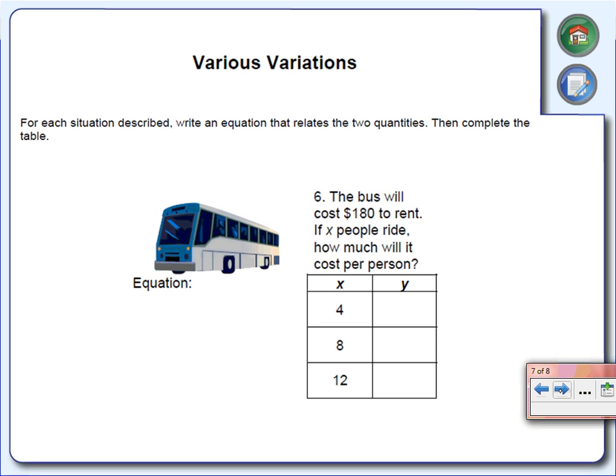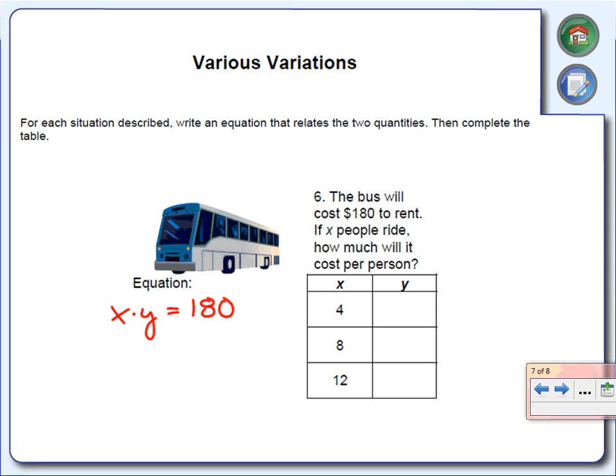All right, number 6, it says here that the bus will cost $180 to rent. So we're going to rent the whole bus. It's going to cost $180. If x people ride, how much will it cost per person? All right, so here we go. Again, y and x. If I multiply y times x, x being the number of people, y being how much I'm charging, I know when I multiply those together, it needs to equal 180. That's what it costs to rent the bus. It costs a total of $180 to rent the bus.